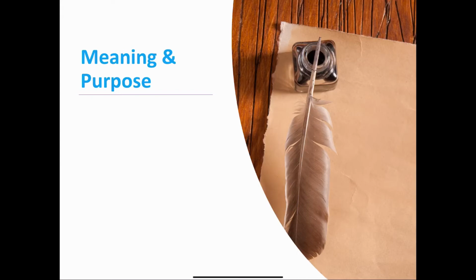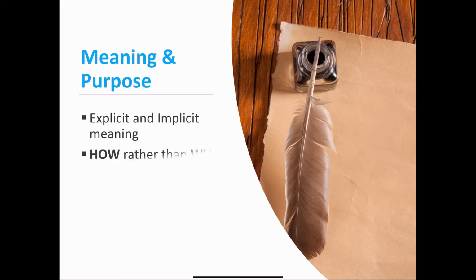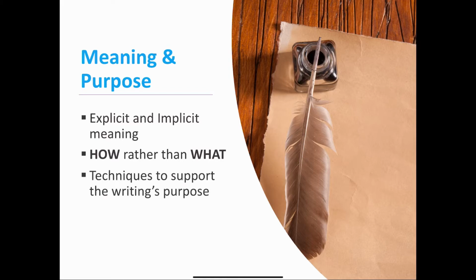Let's start with the first one of those questions. So, what is the explicit and implicit meaning of the text? Now, you should be able to work this part out quite easily thanks to your critical reading tools. But remember, this question is focused much more on how they've written the text rather than what they've written about. So we're looking at the core techniques that they've employed to convey the meaning rather than the meaning itself, but it's still good to know what that meaning is.